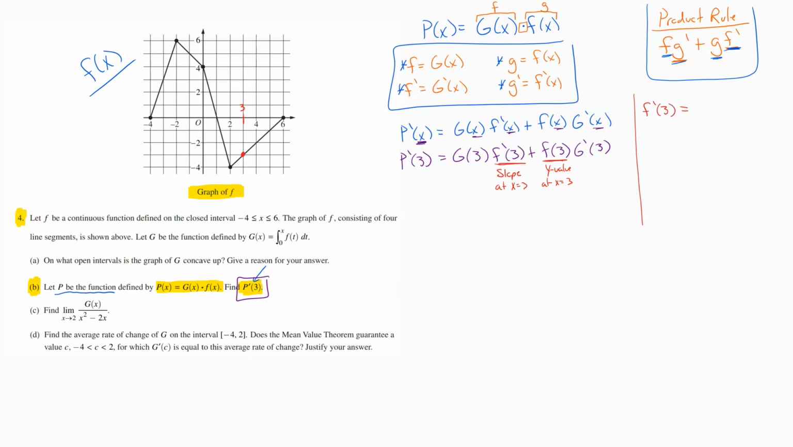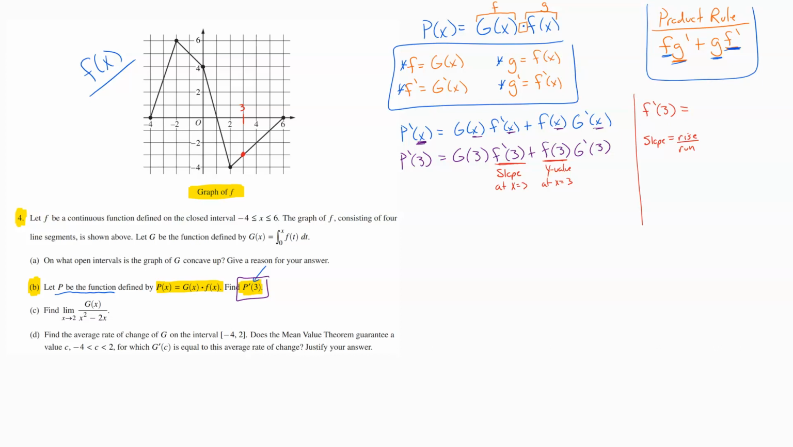So f prime of 3 equals, we want the slope at 3. When you're doing slope on these tests, I tell you, if you can get rise over run, your old school way of finding slope, down, that's going to be the quickest and easiest way to find slopes off of graphs. You don't want to have to be doing y2 minus y1 over x2 minus x1 on straightforward graphs like this. It's just going to suck up your time unnecessarily.